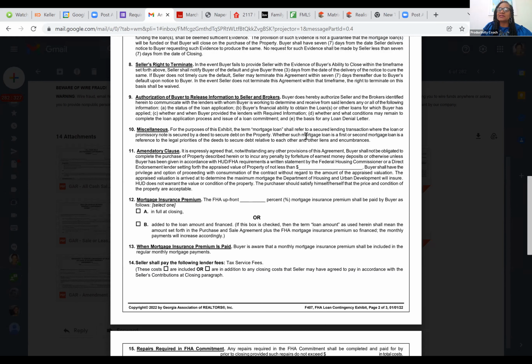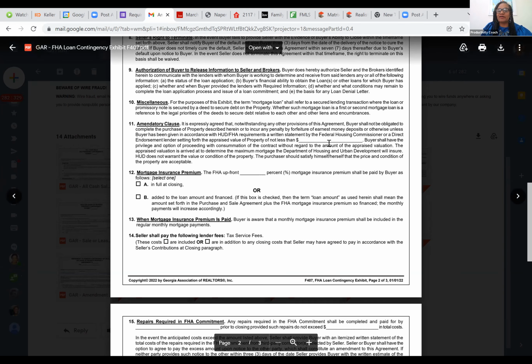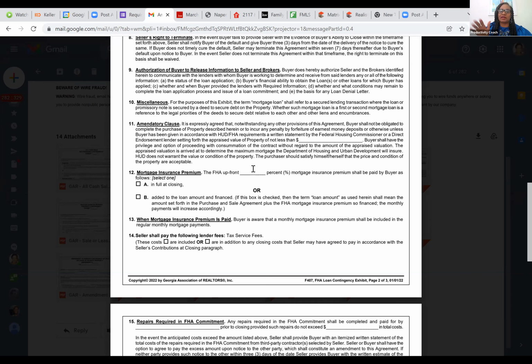Whatever your last negotiated contract price is, you've got to put this in here to protect your buyer, right? Because with this one, they can just plain walk away if it's $485 and it comes in at $450 and they did not have an escalation clause, right? So buyers shall have the privilege and the option of proceeding with this contract without regard to the amount of the appraisal valuation, which means that the buyer is going to make up the difference, right?